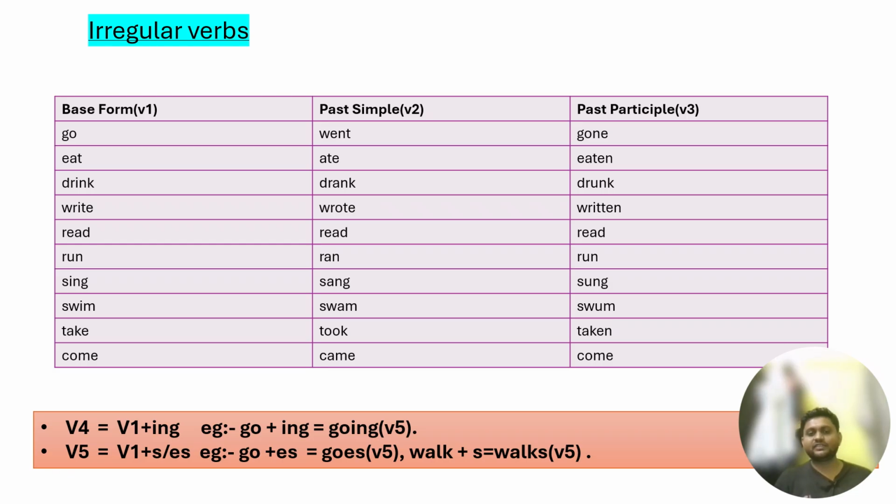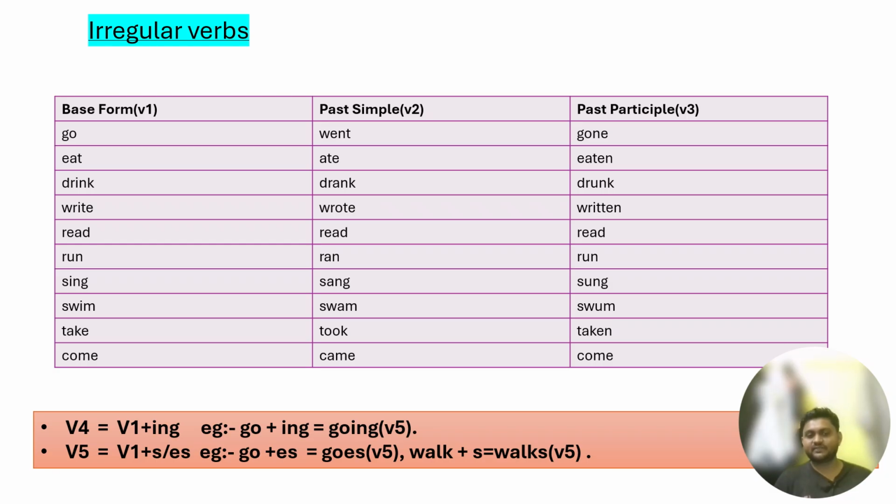There is also V4. V4 is continuous form of the tense. V4 is V1 plus ing. So if we have to construct V4, we will add just ing to the base form of the verb. For example, go plus ing becomes V4. It is written incorrectly in the screen. Instead of V5, it should be written V4.